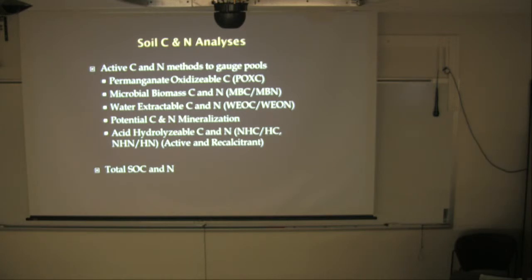There are many analyses which can be used to capture carbon and nitrogen properties within soil. The ones that I have utilized, and for which I will be presenting findings today, are presented here and include permanganate oxidizable carbon, also called POC, microbial biomass carbon and nitrogen, water extractable carbon and nitrogen, potential carbon and nitrogen mineralization, and acid hydrolyzable carbon and nitrogen, which divides carbon and nitrogen into two pools based on the hydrolyzable and non-hydrolyzable fraction, or the active and the passive fraction. And then total soil organic carbon and nitrogen.